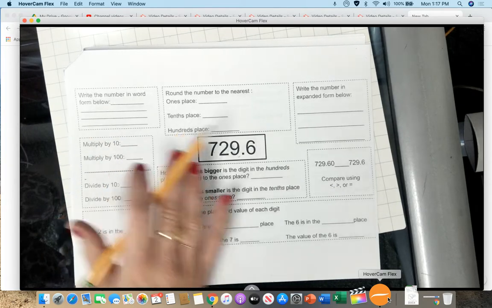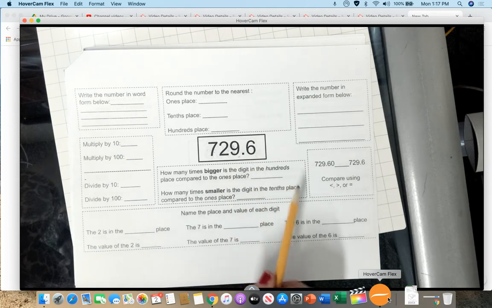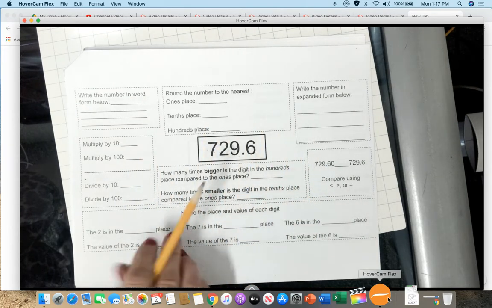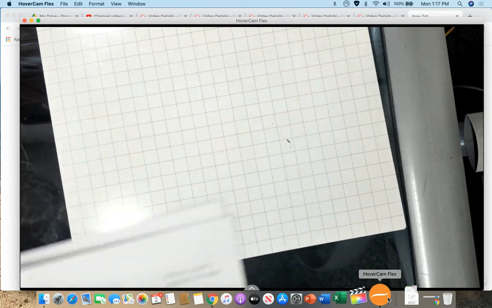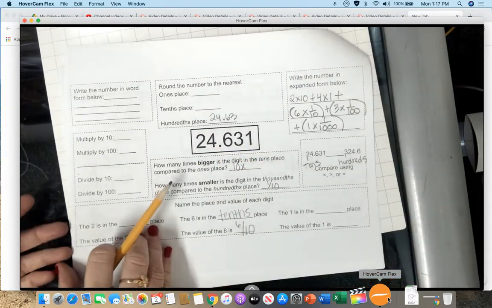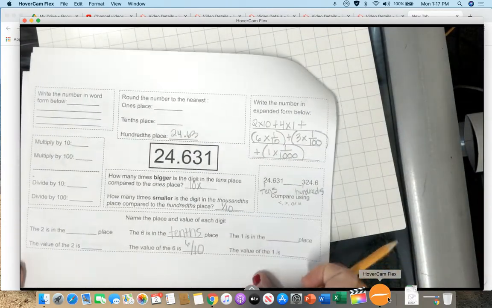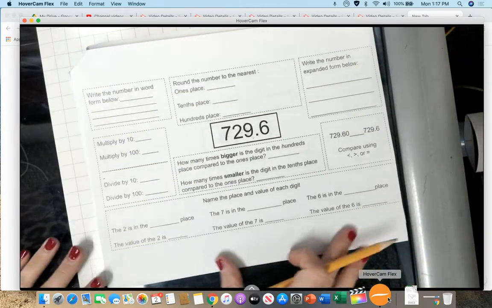So get your packet, make sure you're on the page that says 729 and 6/10, and I'm going to go through some of these. You can always go back to my previous videos where I also review other parts of the page, or our very first one where I went through every single question with you guys, okay? So again, I'm not going to do all of them, I'll just do some, and we're going to get started.